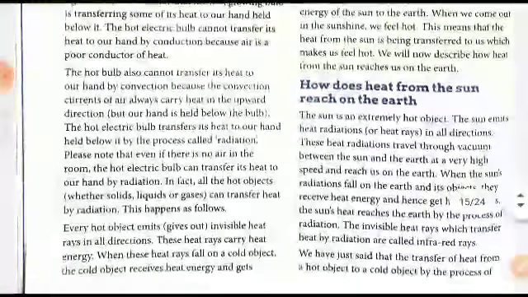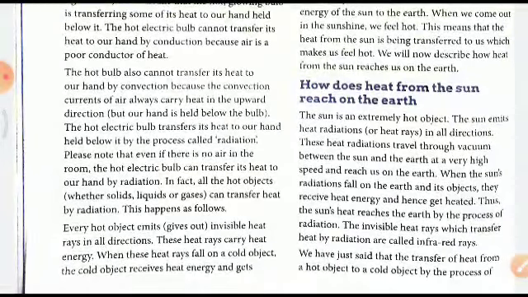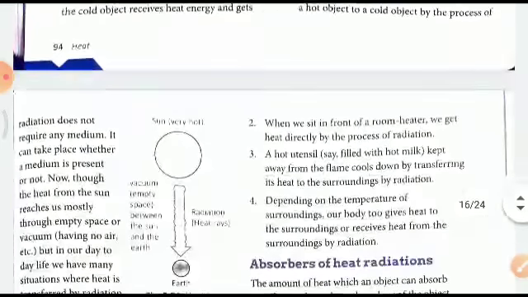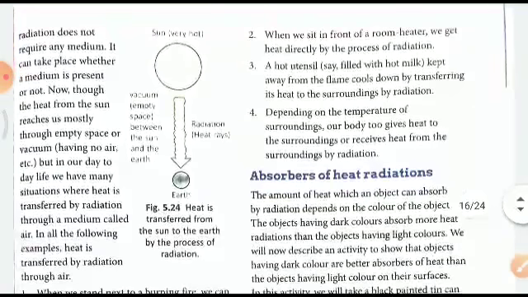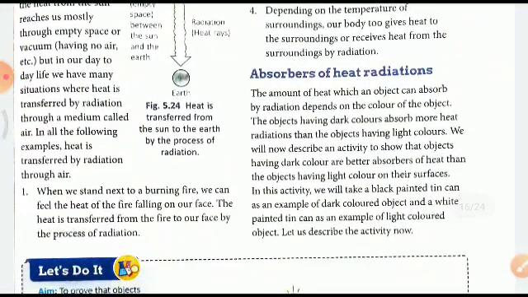Right? Now, how does this happen? The sun is an extremely hot object. The sun emits heat radiations in all directions, and these heat radiations travel through a vacuum between the sun and the earth at a very high speed and reach the earth. And this is how the earth gets heated up. Right? See, this is the diagram also of radiation. Right? Now we can see there are many examples of this.